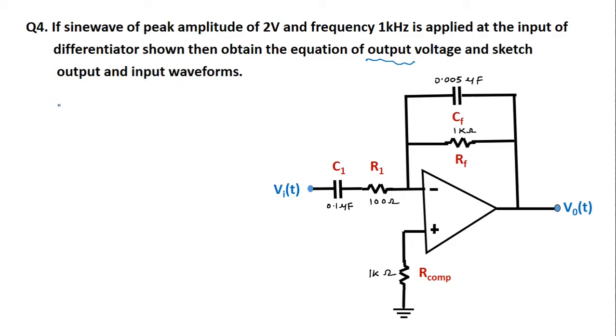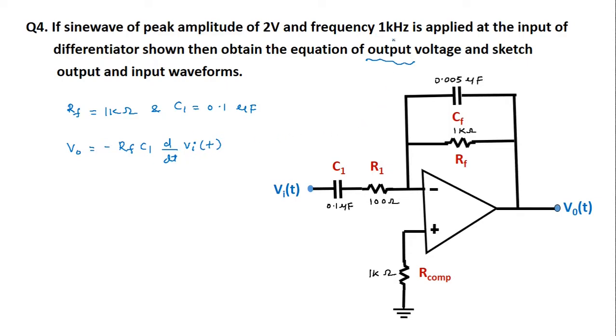Here we can see that the resistance RF is equal to 1 kilo ohm, and the capacitance C1 is equal to 0.1 microfarad. We know that the equation of the output voltage of the differentiator is equal to minus RF into C1 d by dt of the input voltage Vi of t. So here we have RF and C1, but we don't have the input voltage equation.